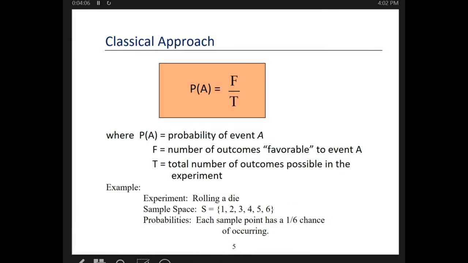A further definition of the classical approach: the probability of an event is going to be the frequency or the number of outcomes favorable to an event divided by the total number included in the experiment. An example would be when you're rolling a die. You've got 6 possibilities that can come up. That means your probability is 1 in 6 of a specific number coming up, or in this case, 16 and 2/3 percent.